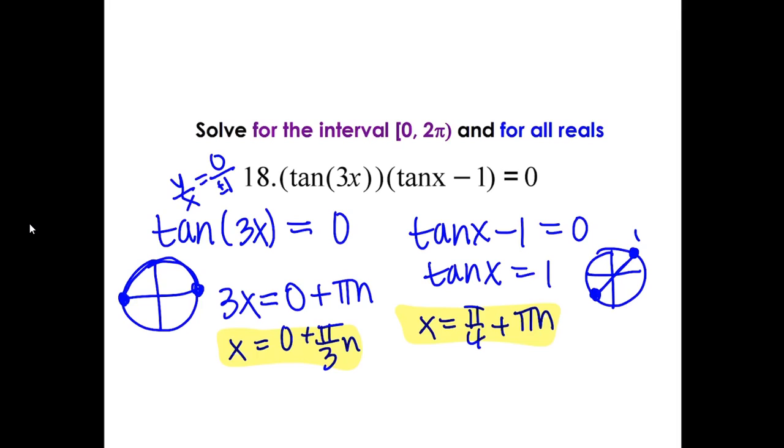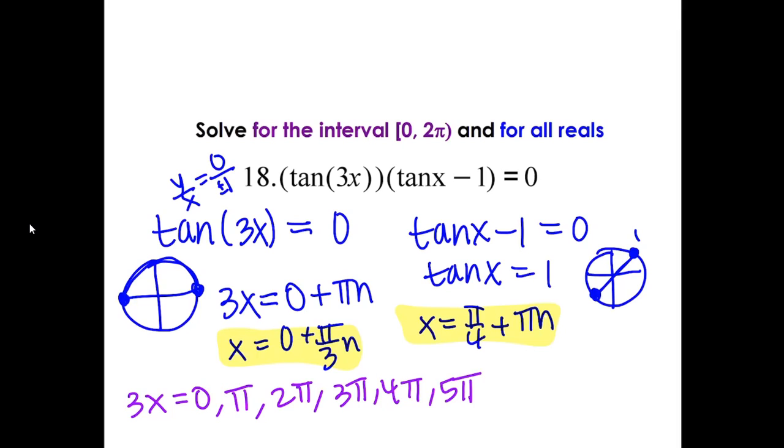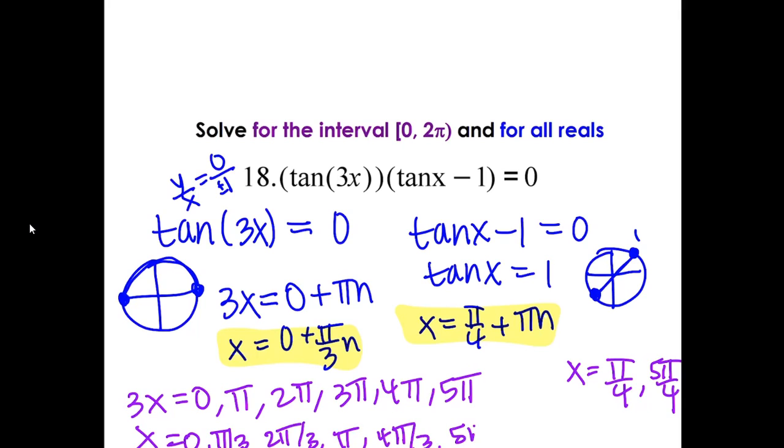And then on the interval, we take our answers that we already had. So we had 3x equals 0, pi. Then I need to keep adding them: 2 pi, 3 pi, 4 pi, 5 pi. And then over here we had pi over 4 and 5 pi over 4, which I don't need to do anything with because it's just x equals, and over here I'll need to divide by the 3. So we have 0, pi over 3, 2 pi over 3, 3 pi over 3, 4 pi over 3, and 5 pi over 3. Those are all of our answers.